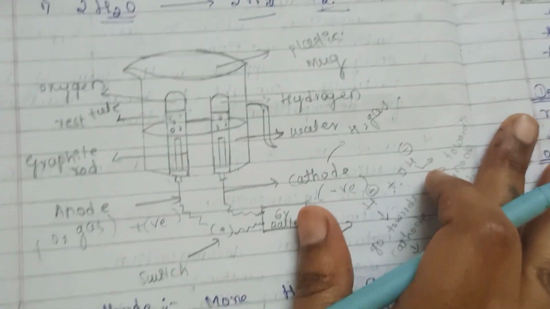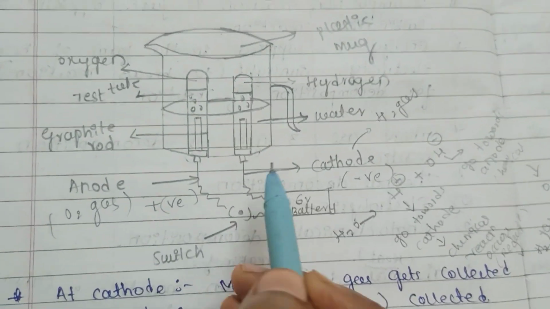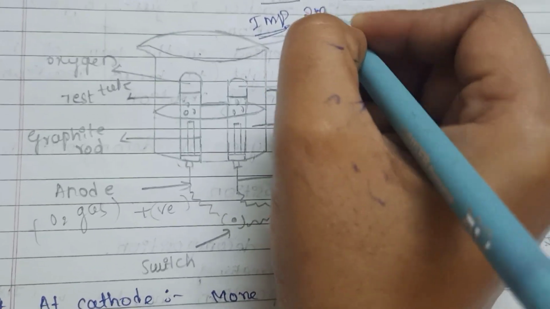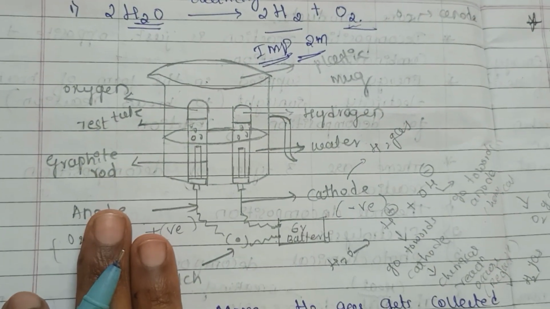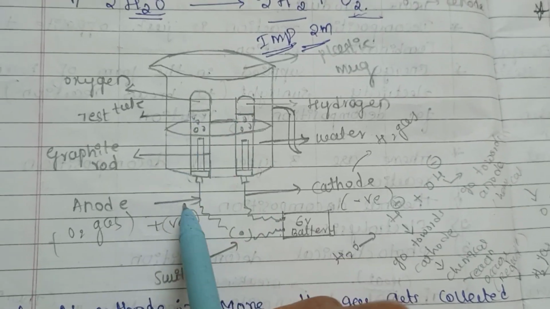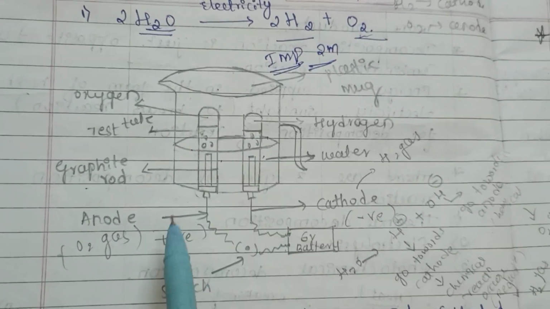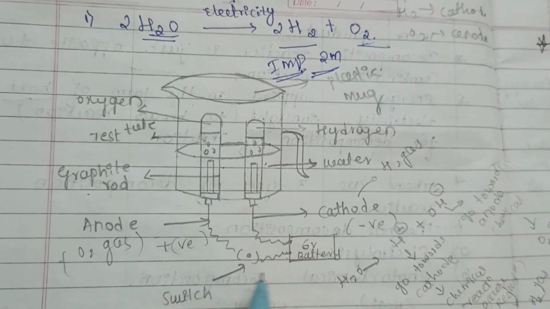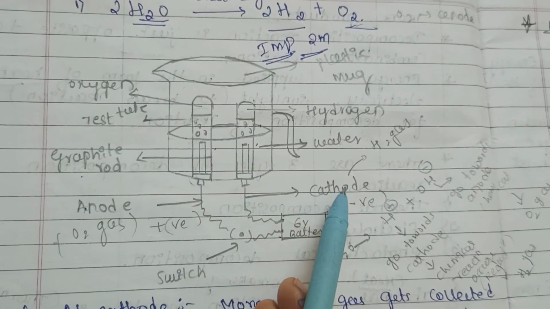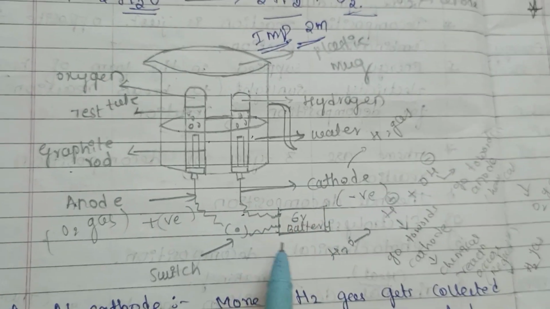So how will it happen? By this experiment it will happen. This diagram is also very important for 2 marks, so you should practice this diagram. See how it is. There are 2 rods here, graphite rods. One graphite rod is connected to the positive terminal, which is called the anode. Another graphite rod is connected to the negative terminal, which is called the cathode. Yes, and we are connected to the battery.